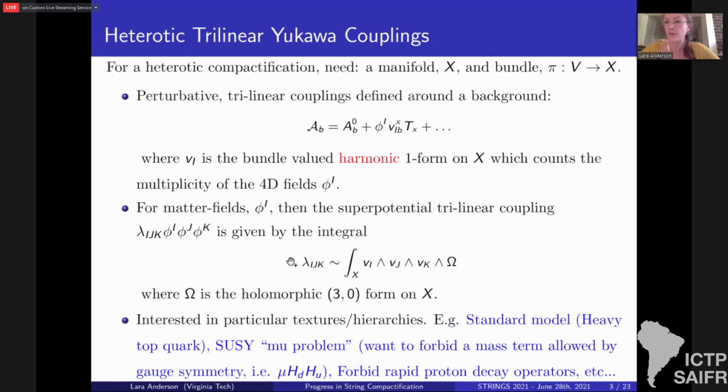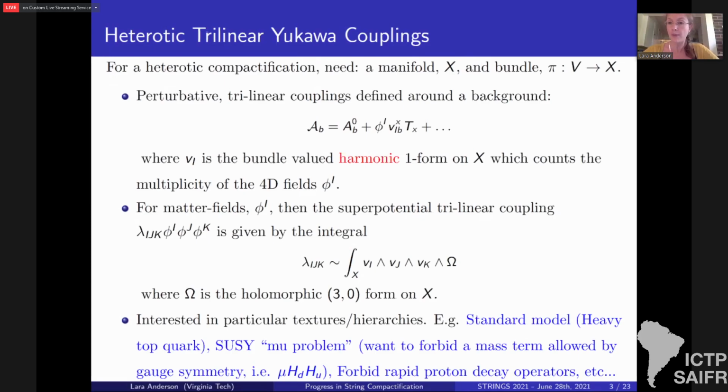So to begin, I'm going to talk about one particular feature of a 4-dimensional heterotic compactification, which is the trilinear Yukawa couplings that arise in the superpotential. So as a very broad strokes, in the background of a heterotic theory, we have some compactification manifold, say 6-dimensional, and a holomorphic vector bundle over it.